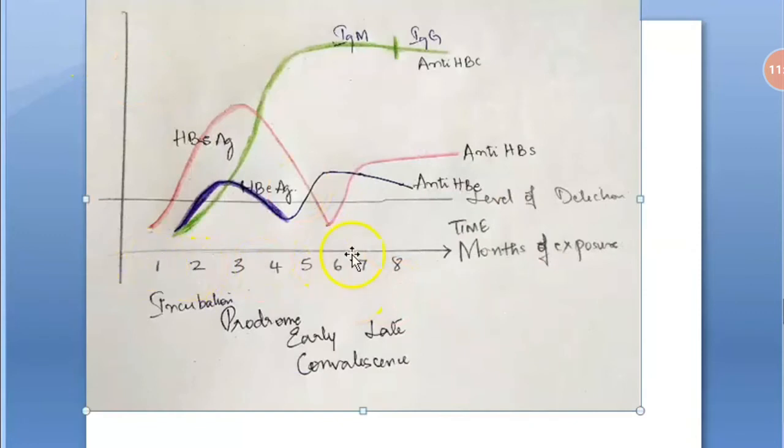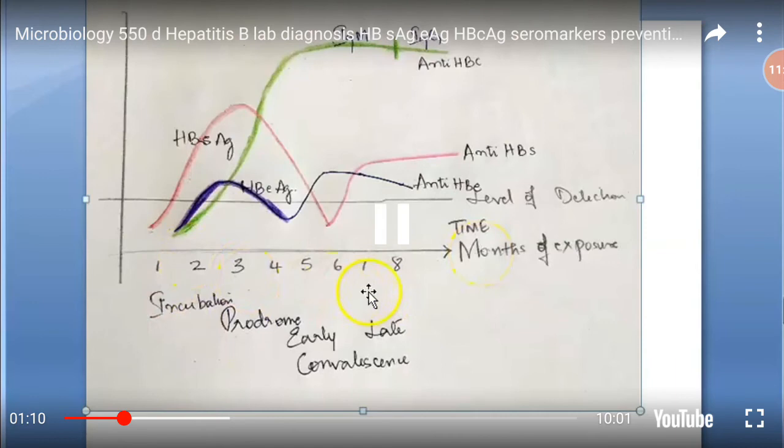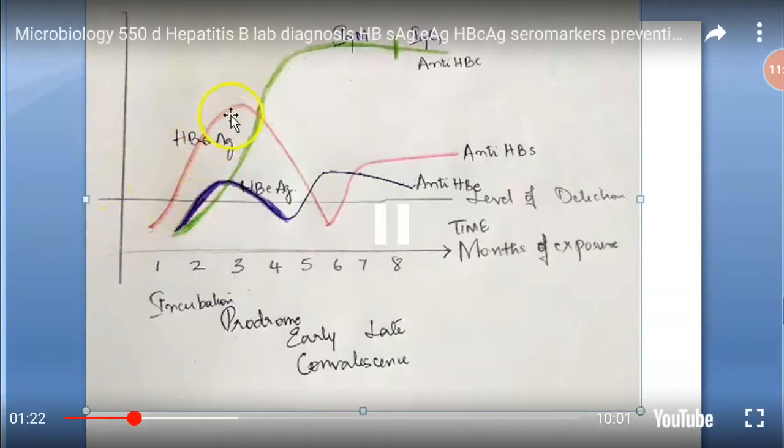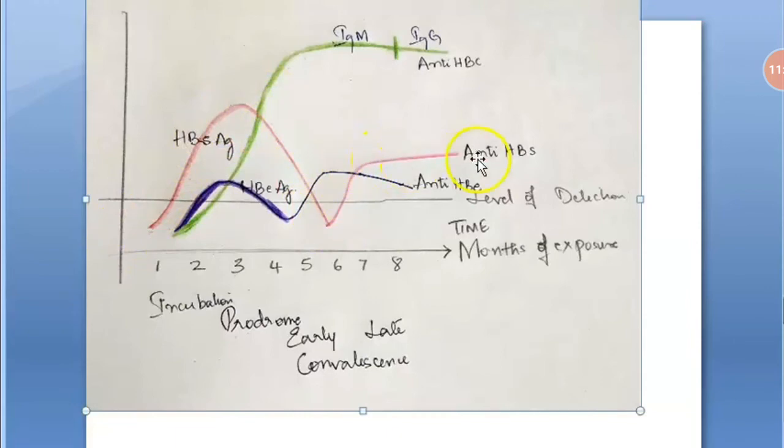Look at this. The x-axis is nothing but time, months. Okay, this is months of exposure. Just write 1, 2, 3, 4, 5, 6, 7, 8 here. Y-axis, don't label it at all. Not at all required. Now, just look here. The first thing that appears is the surface antigen. Obviously, right? Surface means it's outside. So first thing that will appear is surface antigen. Then the surface antigen level declines and then the antibodies to the surface antigen appear.